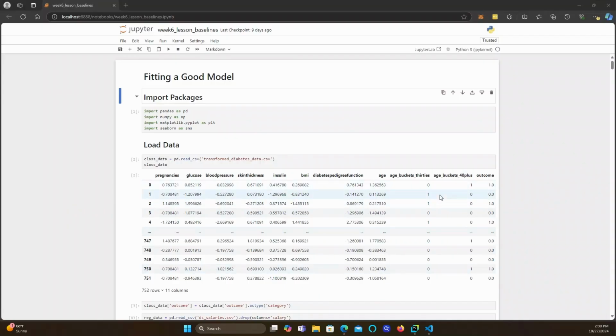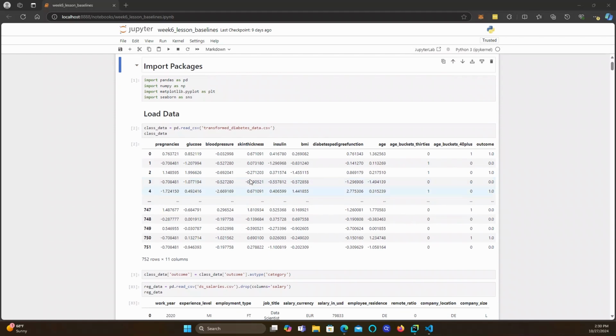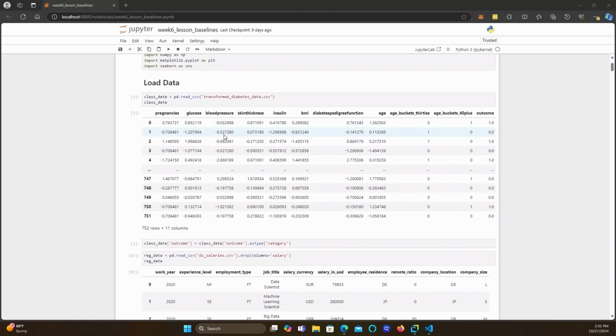So we're going to have a look at this both in classification and regression. We're using all of our normal packages. That's Pandas, NumPy, Matplotlib, and Seaborn. And then down here, we're doing both classification and regression. So for classification, we've got our transformed diabetes data that we're pretty familiar with already. Here's our outcome. It's either 0 or 1, and it should be a category.